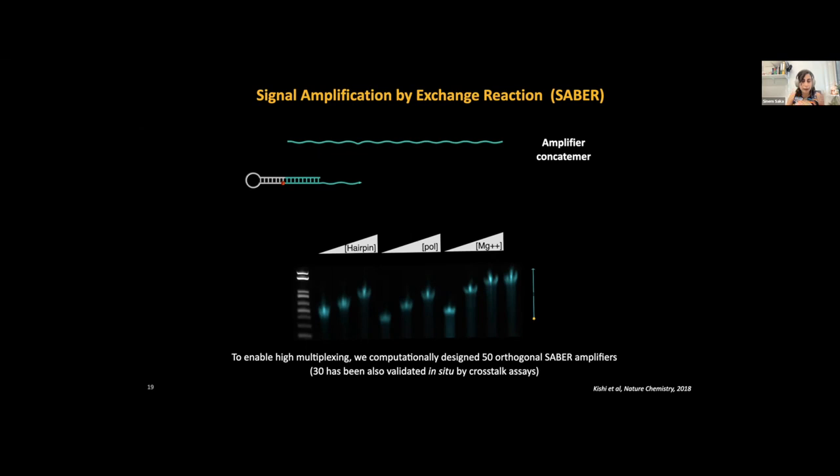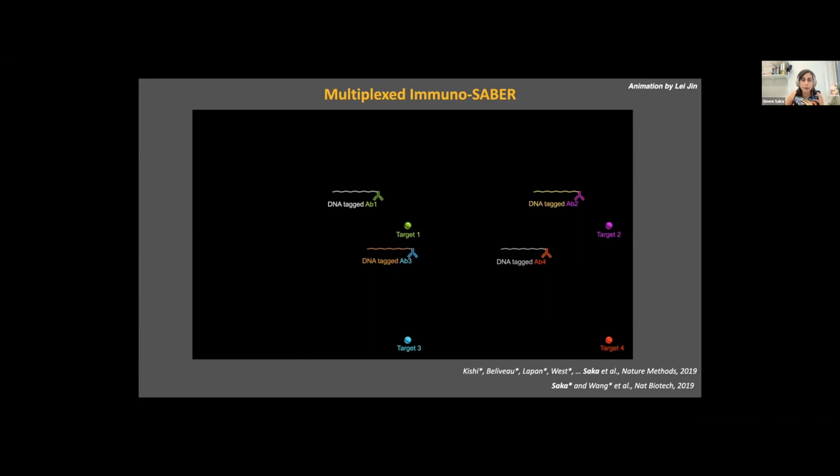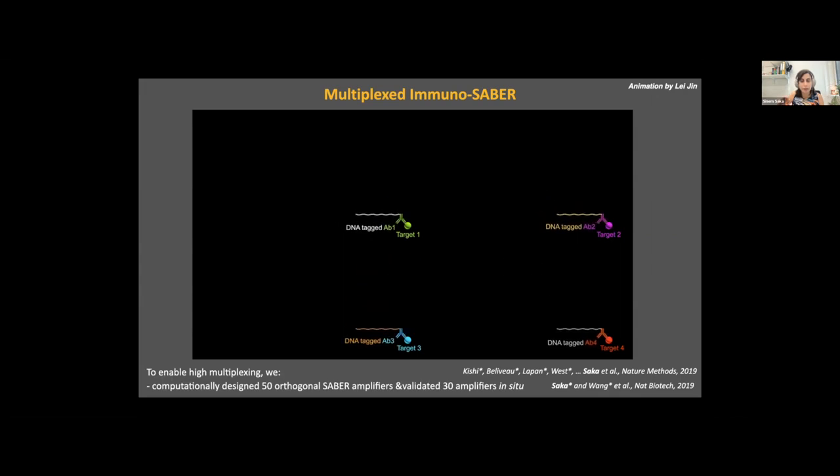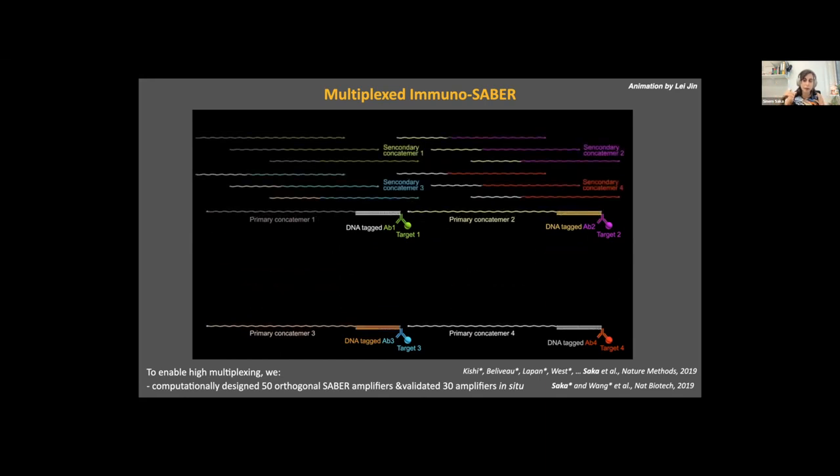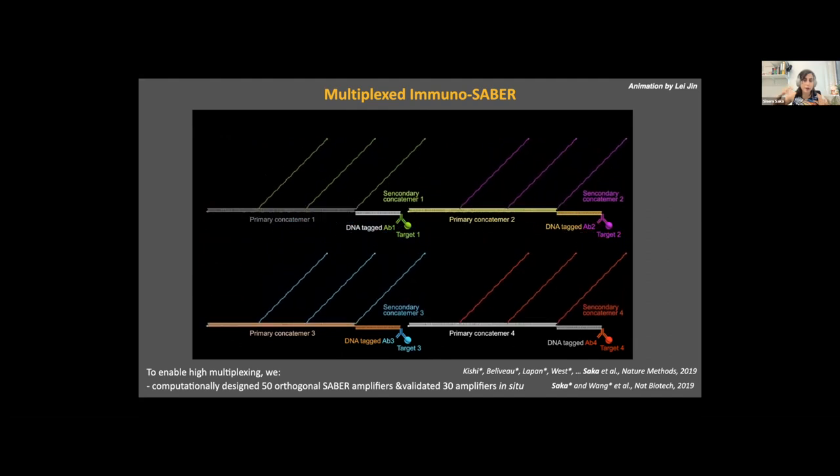And we have been designing to enable high multiplexing, about 50 orthogonal amplifiers. And so far we have tested 30 of them and validated in situ detection without crosstalk between them for multiplexing applications. So the way it works is very simple. We have DNA barcoded antibodies on the target, and then we incubate the sample with these in vitro generated concatemers. And we could even do this in a branched fashion. So we can even do secondary concatemers if needed, and then bring in the fluorescent imagers to be able to detect targets in multiple channels at once, and remove them, and add new ones again to detect more targets.